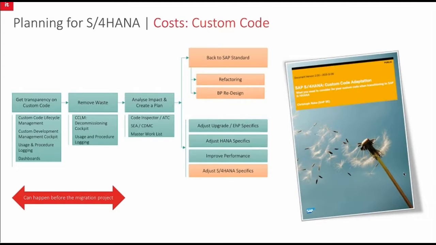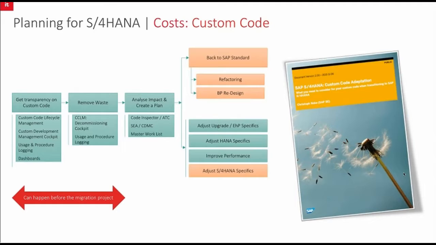Next up, custom code. Now there are many documents. There's an example of one there on the right hand side, the S4HANA Custom Code Adaptation Guide. It is essential, I cannot underestimate this, it is essential that you ensure you understand your current custom code that you have in your environments. You need to get transparency on that code. There are many tools available for you. Many of them are listed on the screen here. Custom Code Lifecycle Management, Custom Development Management Cockpit, Usage and Process Logging, etc., etc.